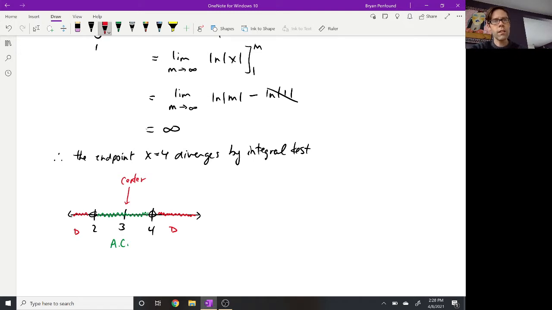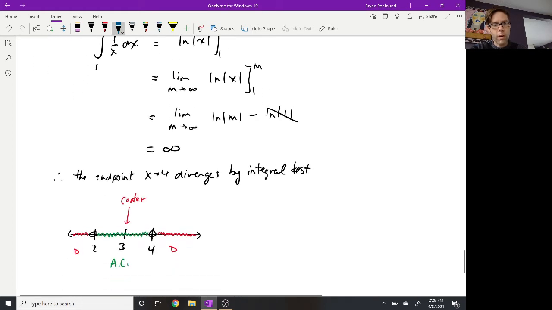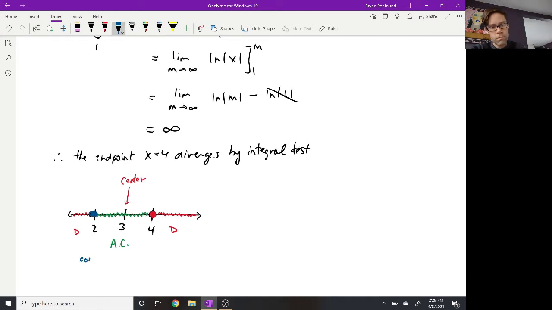And I'm going to grab a new color because we are going to need a third color here. Based on the analysis of our endpoints, it looked like the endpoint of 4 here is divergent as well. So I'm going to color that in red. So 4 was divergent. And then in blue, I'm going to color the endpoint 2, because it was convergent, we just didn't know if it was absolutely convergent. So there's the full analysis of this particular power series.